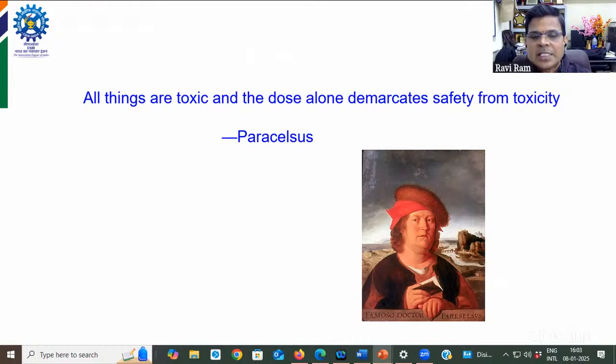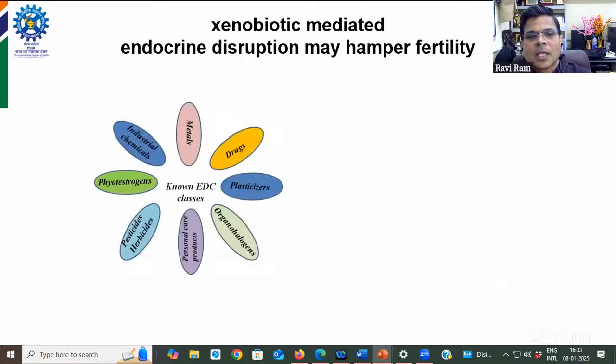That's what it means, that everything you are seeing right now or eating right now or being exposed to is toxic, but it's only the dose which actually demarcates safety from toxicity. As long as you are within the limits, you are safe. The moment you cross the limit, you are touching that limit of toxicology. So somebody asked me, sir, how does it happen?